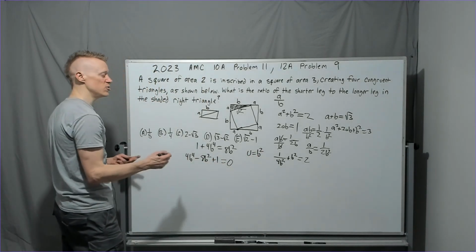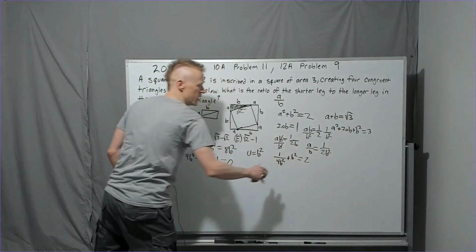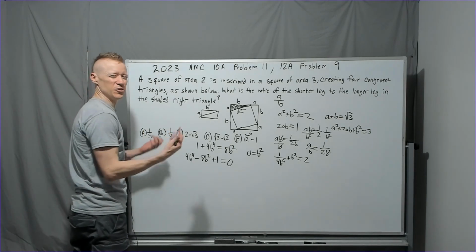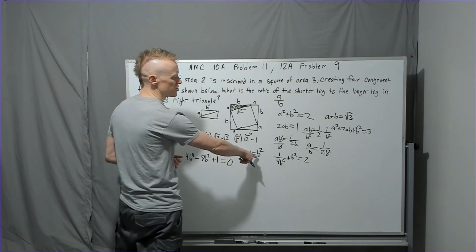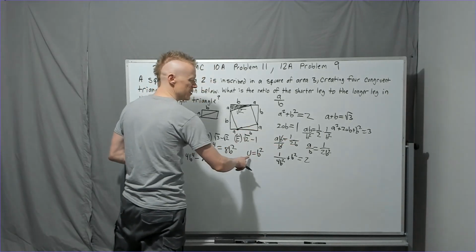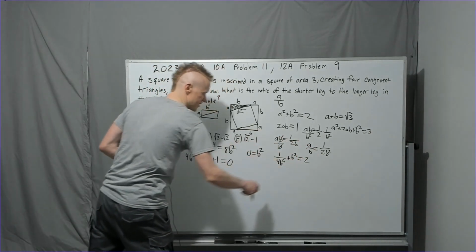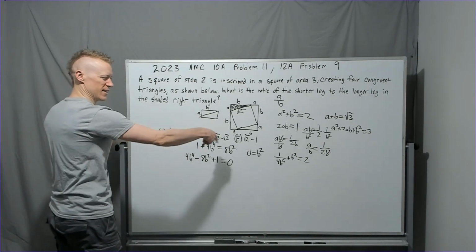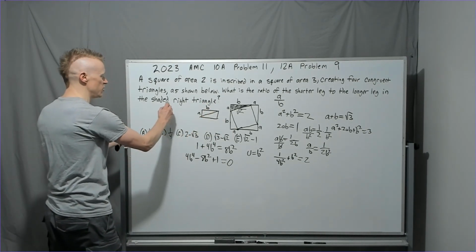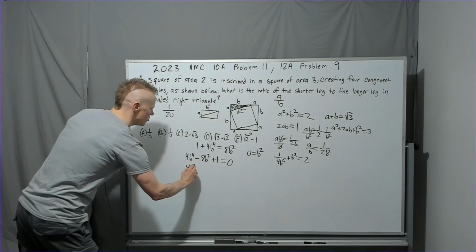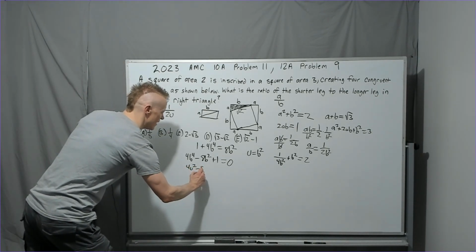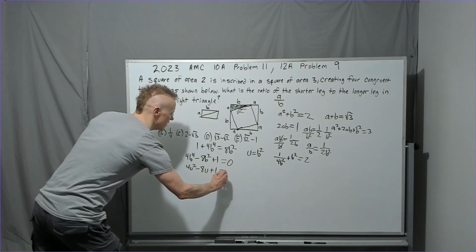We'll do a u substitution. I usually use u from calculus, you do a lot of u substitutions there. So b squared is u. If I can just find u, I would plug it in and we'd be done. 1 over 2u is now our answer as well. So I'm going to make this 4u squared minus 8u plus 1 equals 0.